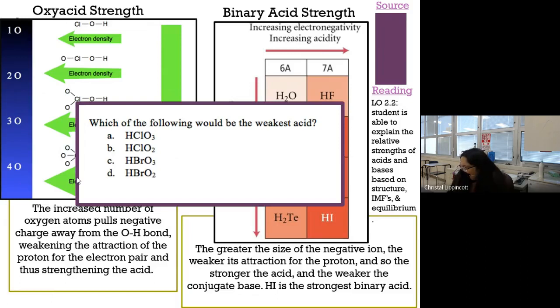Ready? All right, there you go. So this guy has more mass here, but the problem is that it has less oxygen, so it's got less electron density over here. Okay, and remember, the greater the size of that negative ion, the weaker its attraction, and so the stronger the acid and the weaker the conjugate base.